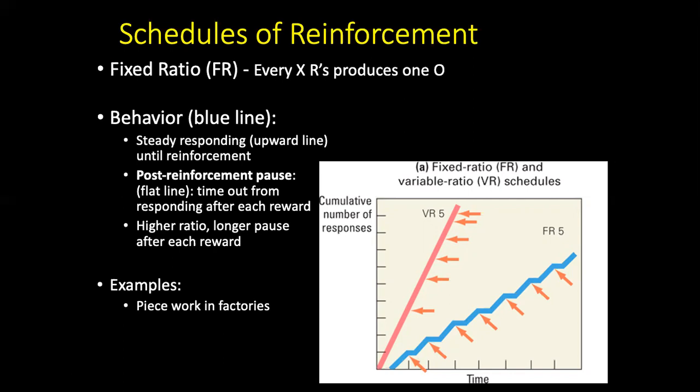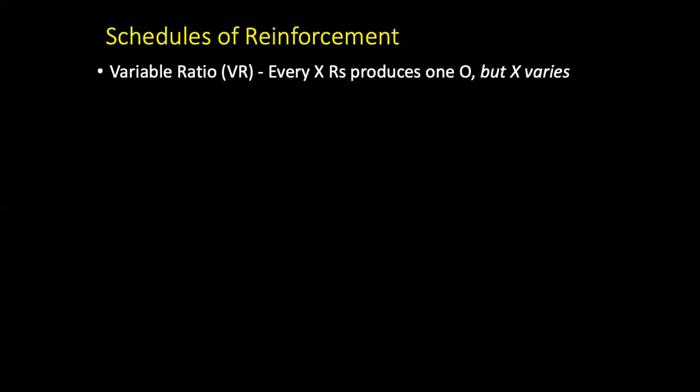If it's a fixed ratio of 1, it would look very different, right? But if we do this at a ratio of 5, we see an increase to get the reward, and they stop doing it for a little bit, and increase again when they want it, and so on. So it's still steady, but it's not exactly continuous. Variable ratio is a much more successful schedule of reinforcement, right? So every certain number of responses produces an outcome, but X is variable. It's not the same, right?